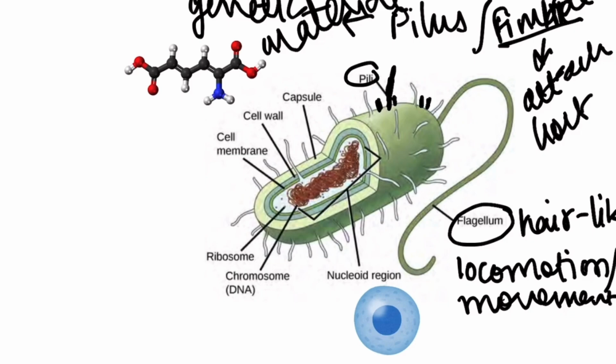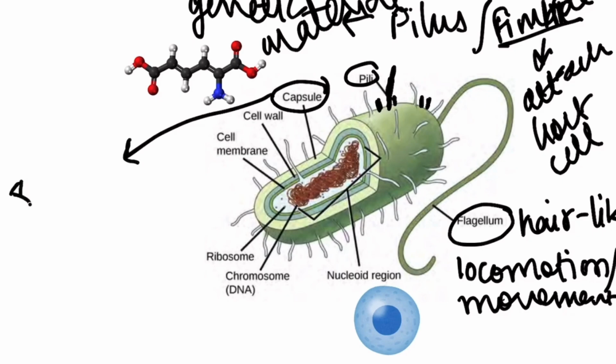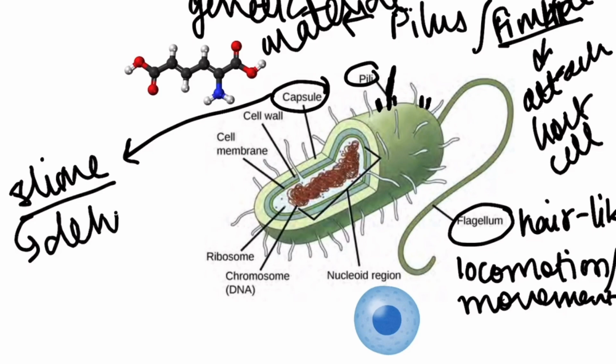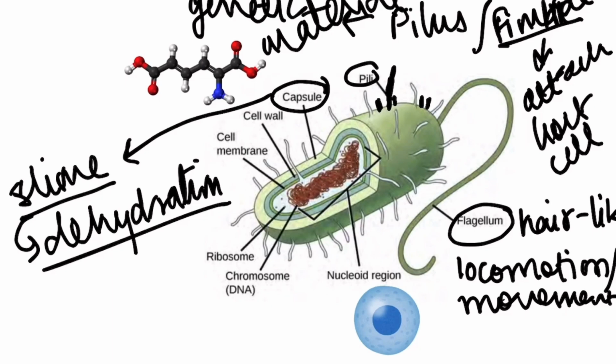Now, moving on, we are going to see the next thing, that is a capsule. The capsule over here is only a slime-like thing that is around the bacteria, which is going to help in the prevention of dehydration. So I'm going to write it down for you. It's having a slime-like thing around its body, and it's going to prevent dehydration.